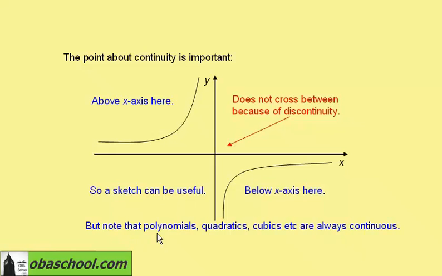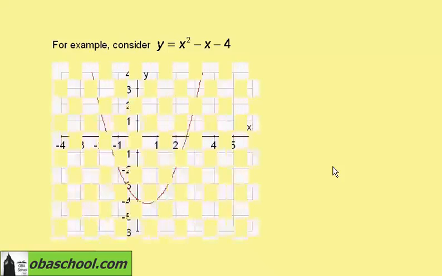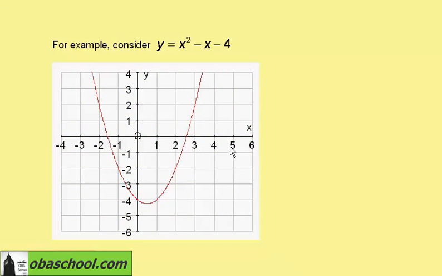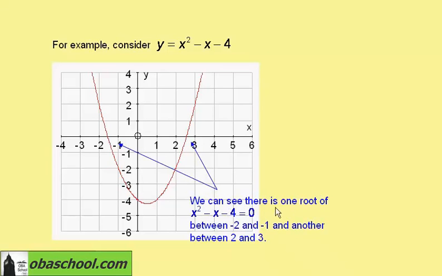Note that basic polynomials, such as quadratics, cubics, quartics, and so on, are always continuous. For example, consider y equals x squared minus x minus 4. Here's an accurate plot of this graph. We can see there is one root of x squared minus x minus 4 equals 0 between minus 2 and minus 1, and another between 2 and 3.